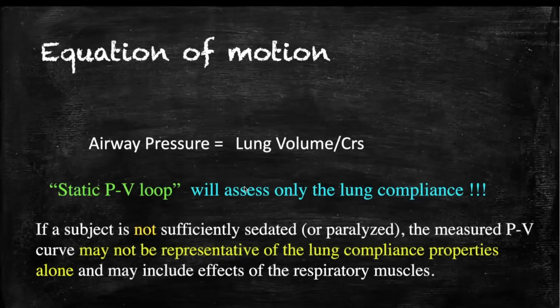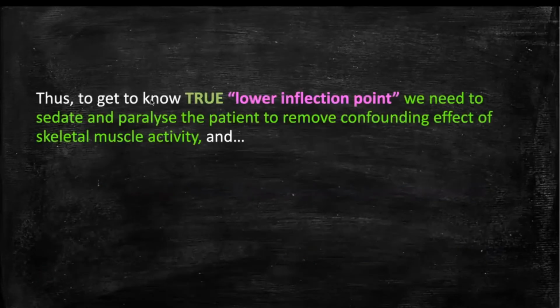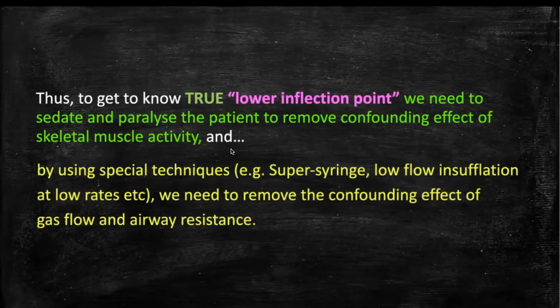If a patient is not sufficiently sedated, if the patient is having spontaneous breathing, then your PV curve may not be representative of the lung compliance properties, because it will include the effects of respiratory muscle power. Thus, to get to know the true lower inflection point, we need to sedate and paralyze the patient to remove the confounding effect of skeletal muscle activity. And by using special techniques like super syringe or low flow insufflation at low rates, we need to remove the confounding effect of gas flow and airway resistance.